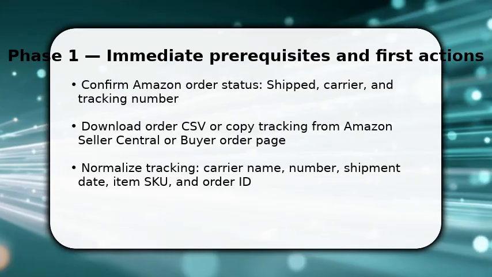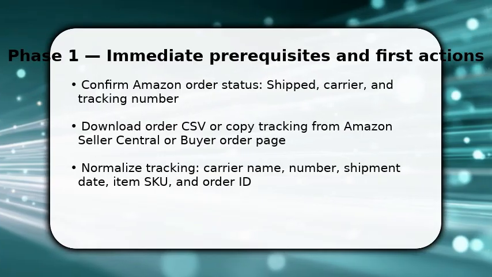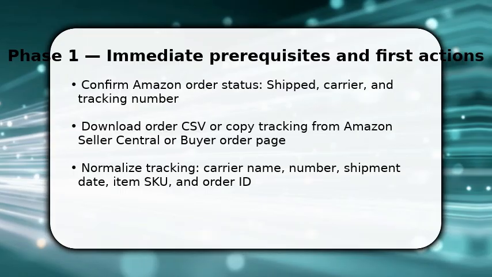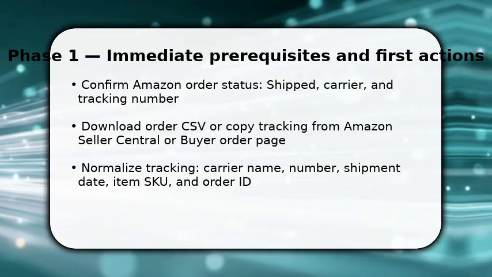You start by grabbing the shipping facts from Amazon right away. Identify the carrier, tracking number, shipment date, and the Amazon order ID. This is the core data you will map.